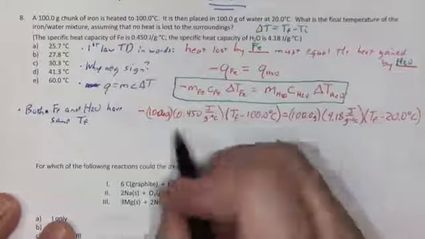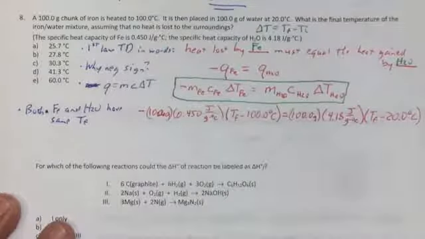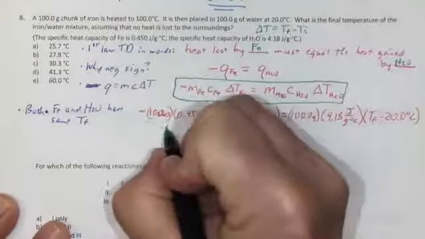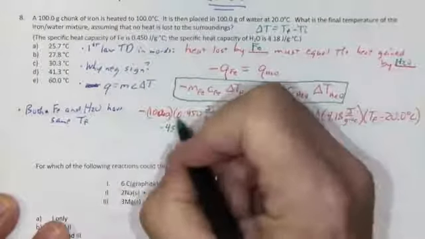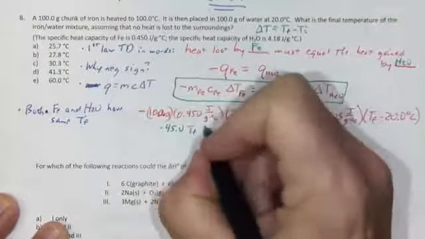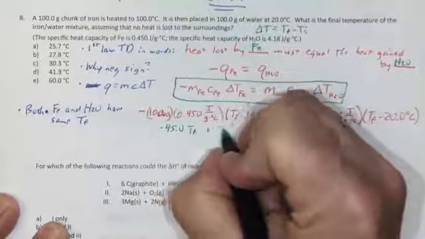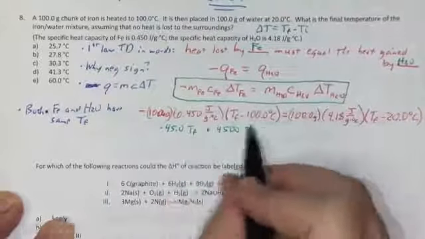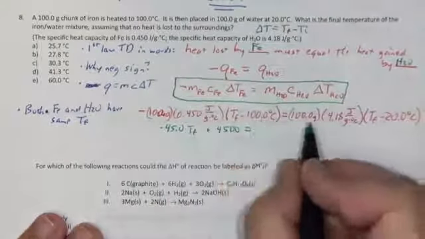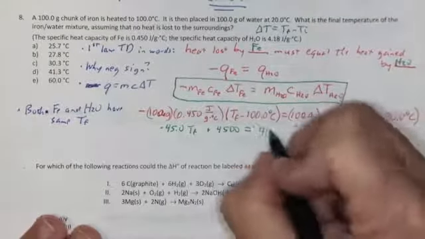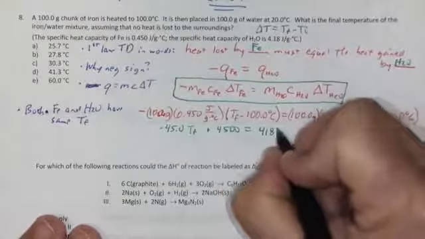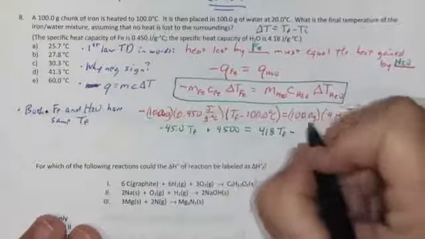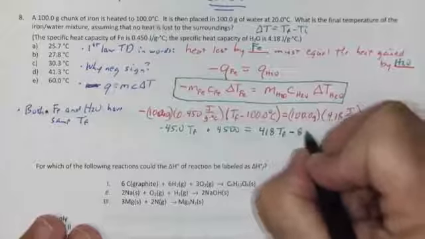So I can go ahead and multiply through and do this calculation. And when I do, I'm going to get negative 45.0 T sub F plus 4,500 equals, I'm not writing any units, I know T sub F will be in degrees C, 418 T sub F minus 8,360.